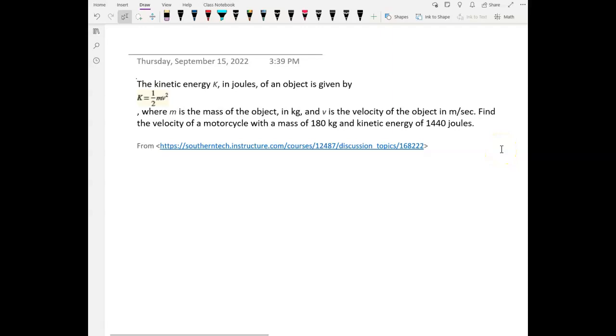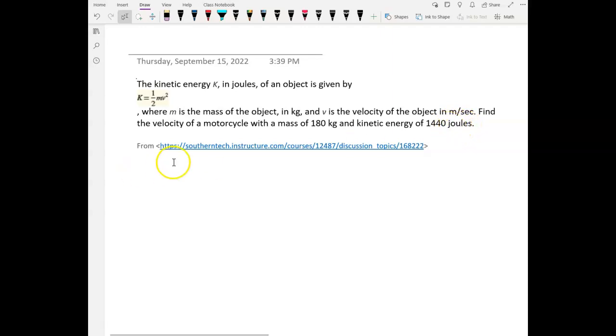Right, so the kinetic energy K in joules of an object is given by K is equal to 1/2 times mass times velocity to the power of 2. M is the mass of the object in kilograms, and V is the velocity of the object in meters per second. Right, find the velocity of a motorcycle with a mass of 180 kilograms, and kinetic energy of 440 joules.